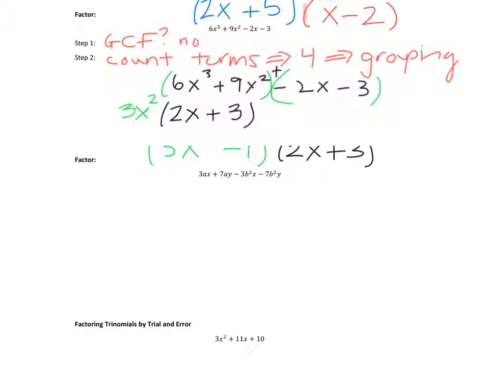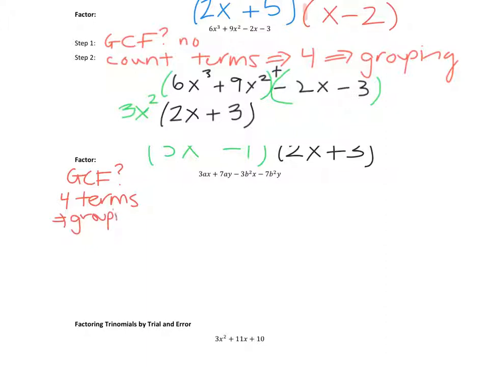All right, so let's try one on our own. You guys can push pause and then work out your solution and then come back to see how you did. Okay, so hopefully you did those first 2 steps. You checked for your greatest common factor, and then you counted your terms up. And so you know this means factor by grouping.